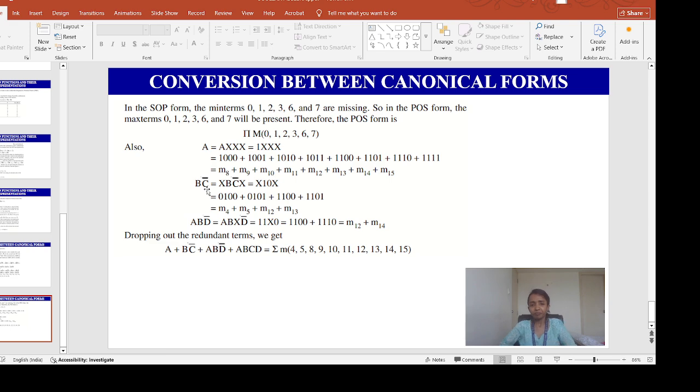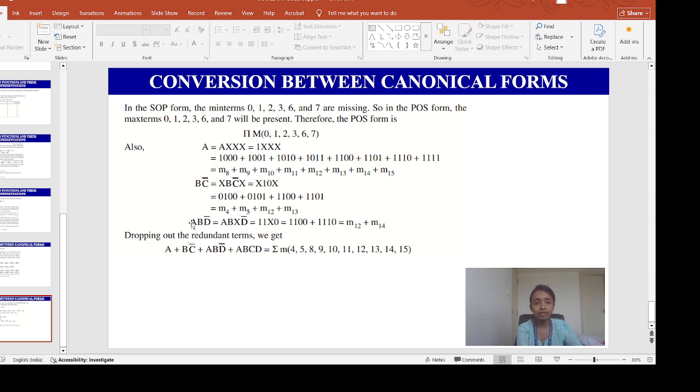Then BC bar. BC bar means the ABCD is my 4 variable function, right? So A we don't know, we will put it as cross, and for BC bar, 1 and 0, because C bar is complemented. D we also don't know, so we will put it as cross. Now we will write the 4 variable combinations from 0 to 15 with the middle digits 10. So these 4 combinations are possible, with B and C being 1 and 0. After simplifying in the form of min terms, it will be M4 plus M5 plus M12 plus M13.